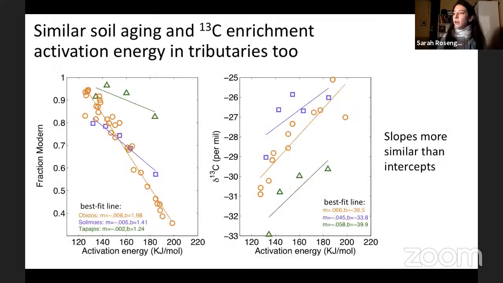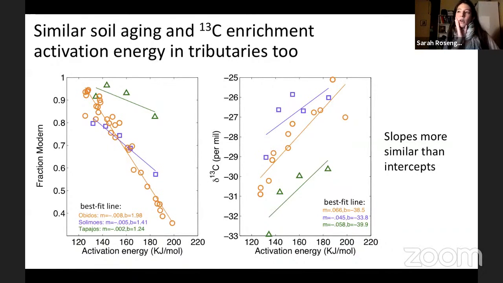And we see a similar pattern when we look at other tributaries as well. When we look at the Solimoes River POC upstream and the Tapajos River downstream, we see something similar. So here I'm plotting, I did the ramped oxidation analysis for those samples as well. So here I'm plotting all three tributaries that we looked at and the individual gas fractions that we separated in the ramped oxidation technique. The y-axis on the left is radiocarbon and the one on the right is delta 13C, and the activation energy is on the x-axis. And you see how generally you have the same trend: the pools of organic matter with higher bond strength, therefore higher activation energy, tend to be the older pools that are more 13C enriched.